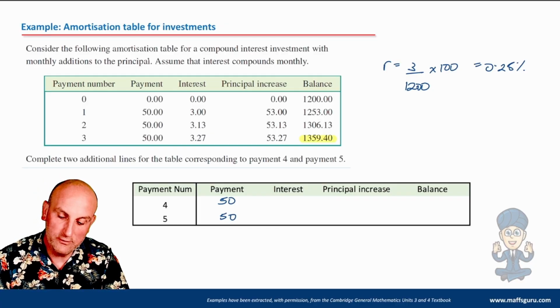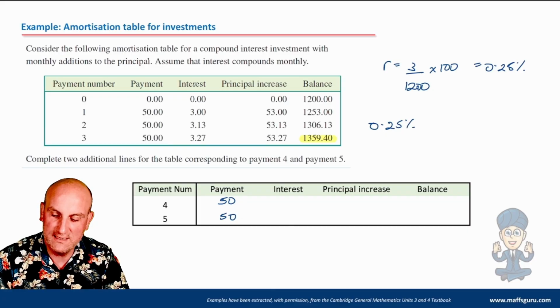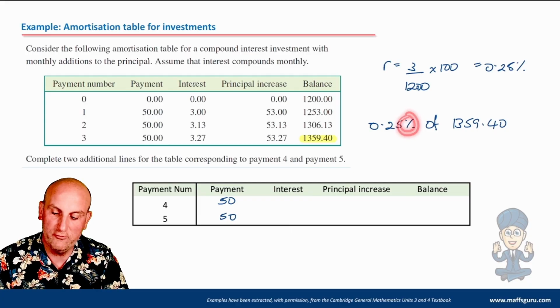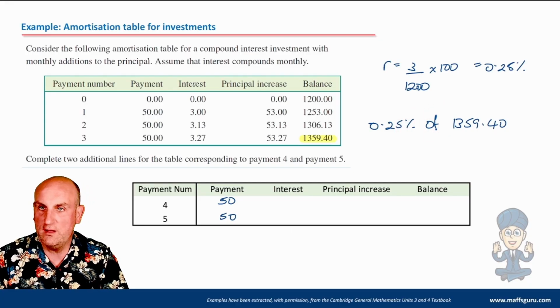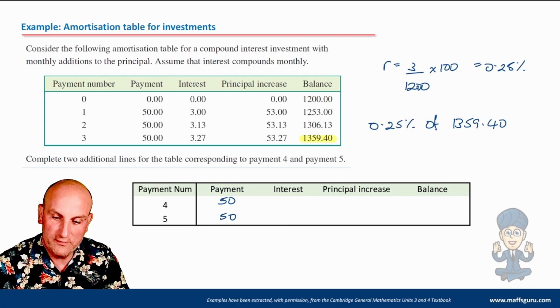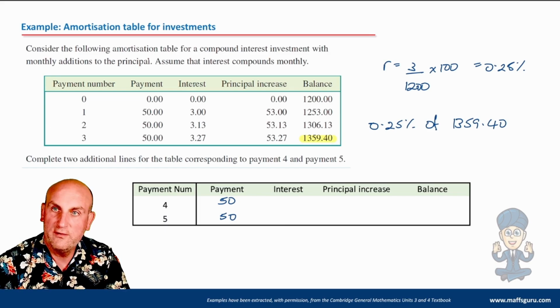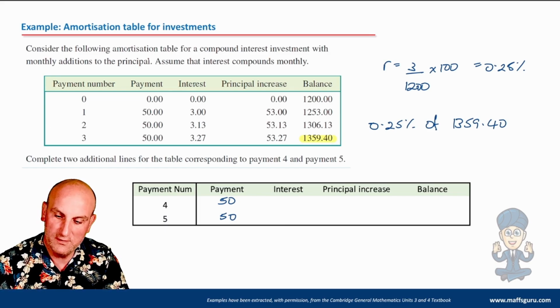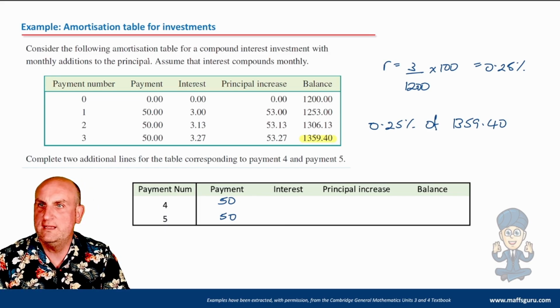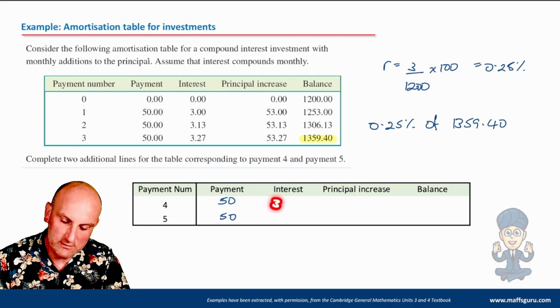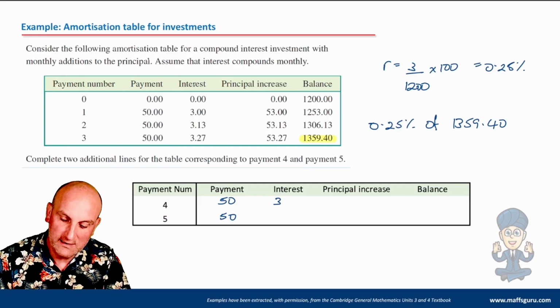$1,359.40. So what I'm going to do now is work out 0.25% of 1359.40. And again, everywhere I see a percent, I do divide by 100. Everywhere I see an of, I do a times. So again, 0.25 divided by 100 times that by 1359.40 gives me the staggering amount of $3.40. So $3.40.